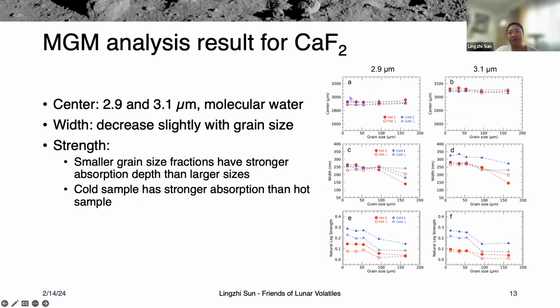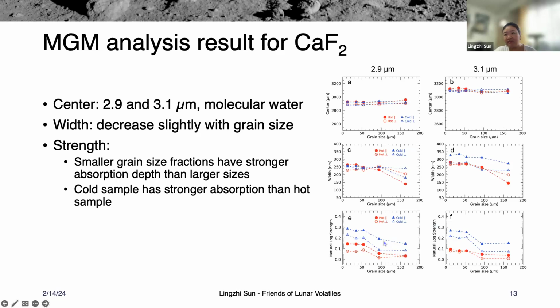And here are the parameters, the center, width and strength of the 2.9 and 3.1 absorption features versus grain size variation. For calcium fluoride, again, these 2.9 and 3.1 bands are only atmospheric water absorbed to the surface. The widths have a slightly decreasing trend, but not very obvious. And the strengths show a not very obvious trend either.